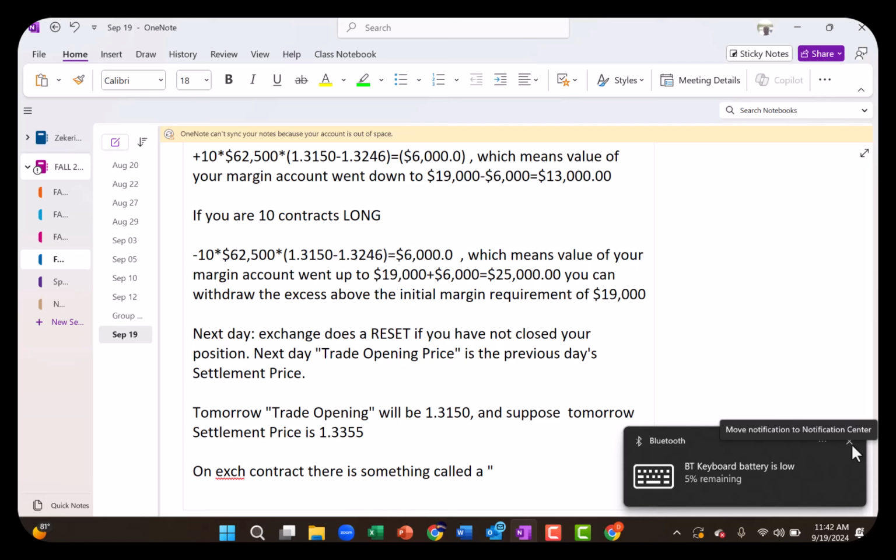Let me plug in my keyboard. It's going to lose power pretty soon. I keep forgetting that these things have relatively short battery lives. Come on. We have too much stuff. Okay.